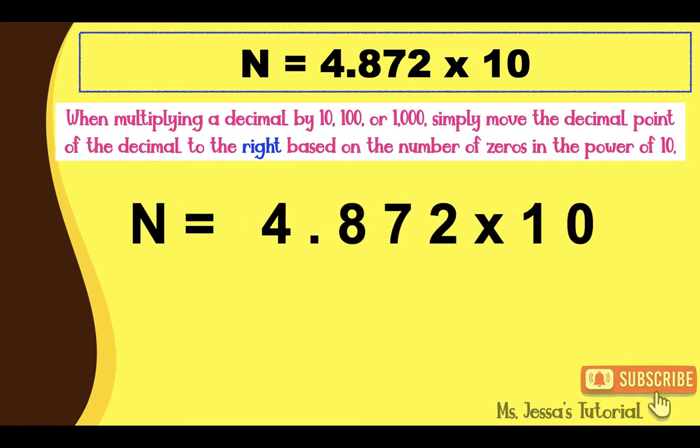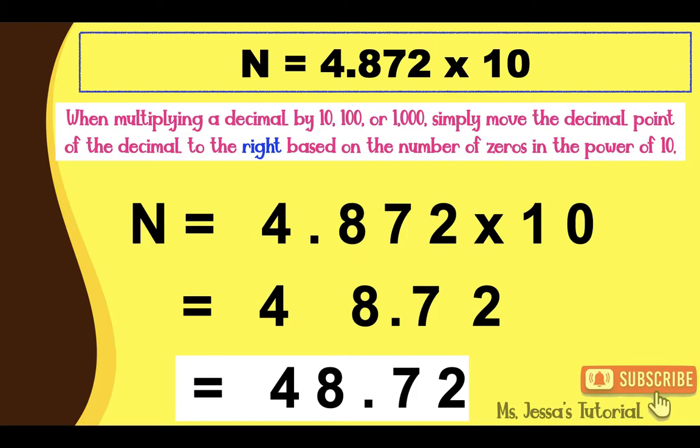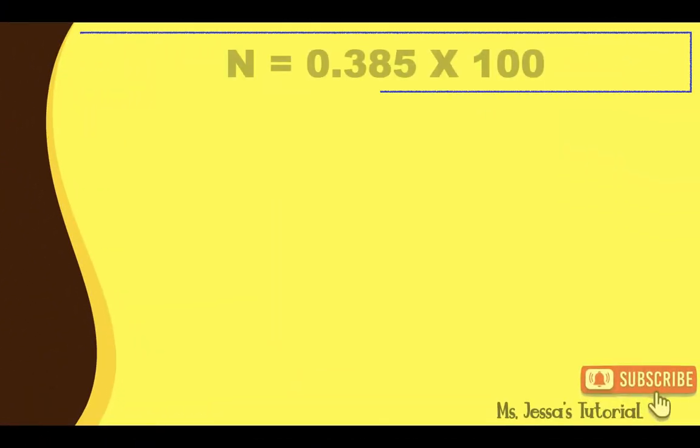So let's have this: 4.872 times 10. As you can see, we only have 1 zero here at the 10, right? So that means we're going to move the decimal point 1 to the right. So let's do it. 1. So that means the answer is 48.72. Is that easy? How about if we have this?